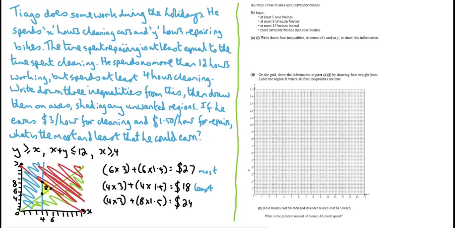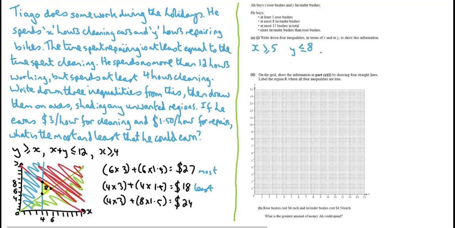Alright, so first of all, to write out those inequalities, because the rose bushes are represented by x, we'll say that if we have at least 5 rose bushes, then x is greater than or equal to 5. And if there are at most 8 lavender bushes, and lavender is represented by y, then y is less than or equal to 8. At most, it could be 8, but it can't be greater than it.